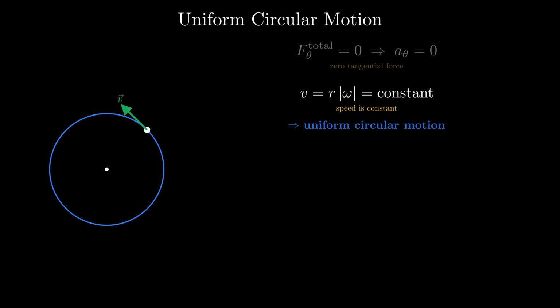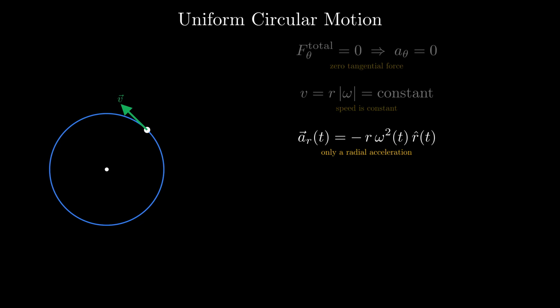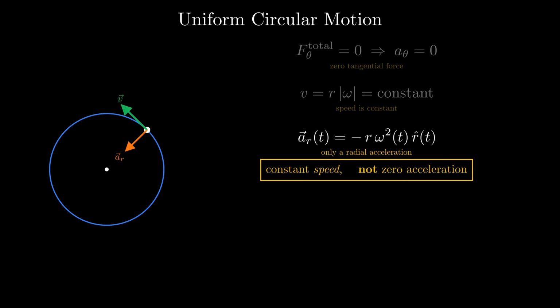The acceleration is then purely radial, given by the radial component vector a_r(t) equals minus r ω² times r̂. Because the radial component is negative, this vector always points inward, toward the center of the circle. So uniform means constant speed, not zero acceleration. The speed v equals r times the magnitude of ω is constant, and the only acceleration left is the inward one that keeps the object on its circular path.